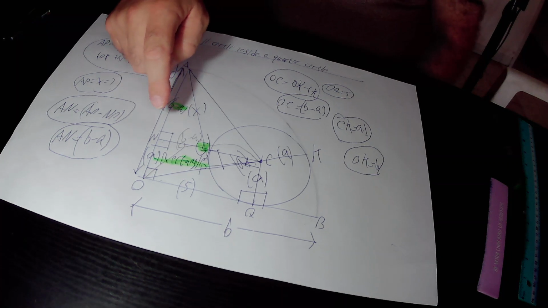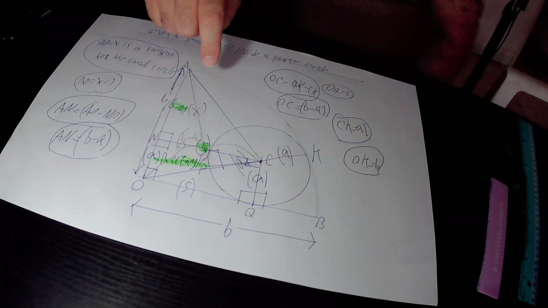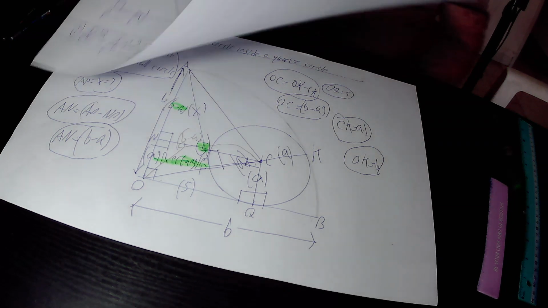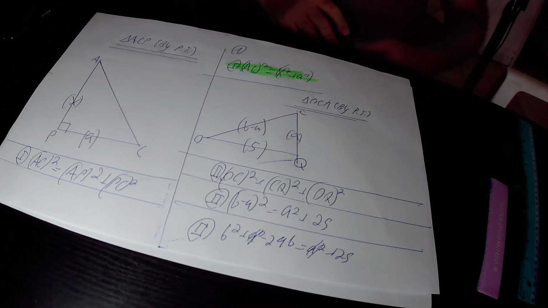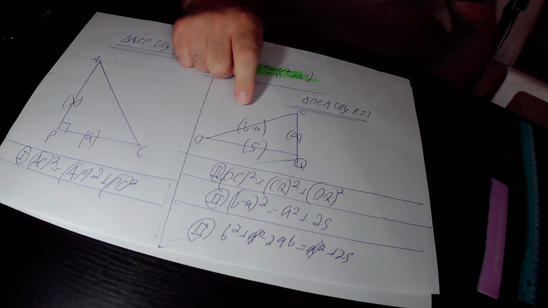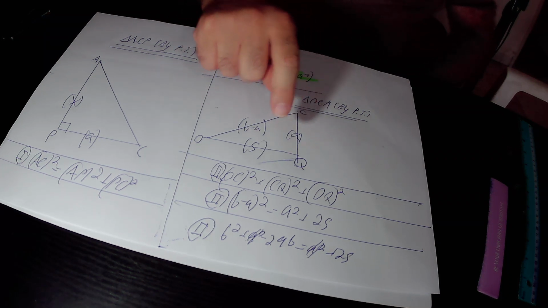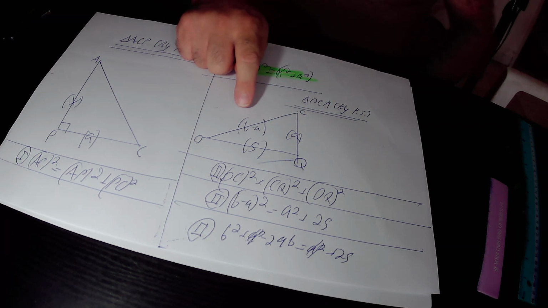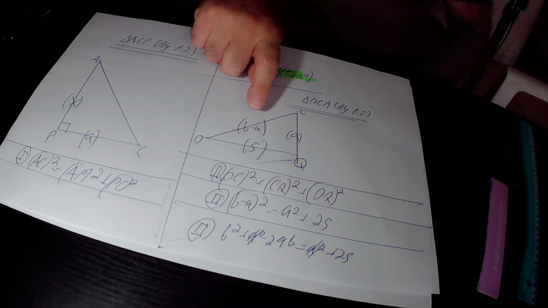In the next step, I copied the right triangle OCQ onto a new page and implemented the Pythagoras theorem on this right triangle OCQ. In this right triangle, OC squared, the square of the hypotenuse, equals CQ squared plus QO squared. OC is B minus A, therefore OC squared is (B minus A) squared. CQ is A, therefore CQ squared is A squared. QO is 5, therefore QO squared is 5 squared, that is 25.